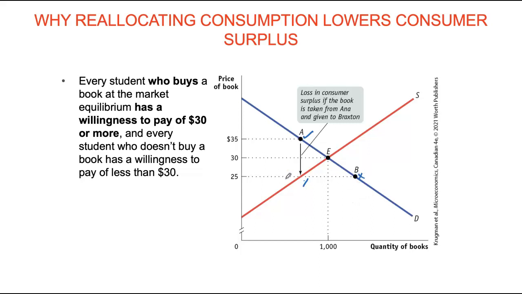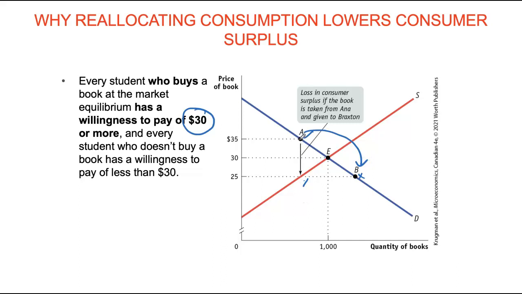So Braxton was only willing to pay $25. If we forcefully reallocate consumption from Anna to Braxton, what is the impact on the market and what's the effect on consumer surplus? Note, we are still working with a price of $30. Total quantity traded will not change because we are taking the textbook from Anna and saying you cannot buy this textbook, but instead of you, Braxton will buy this book.